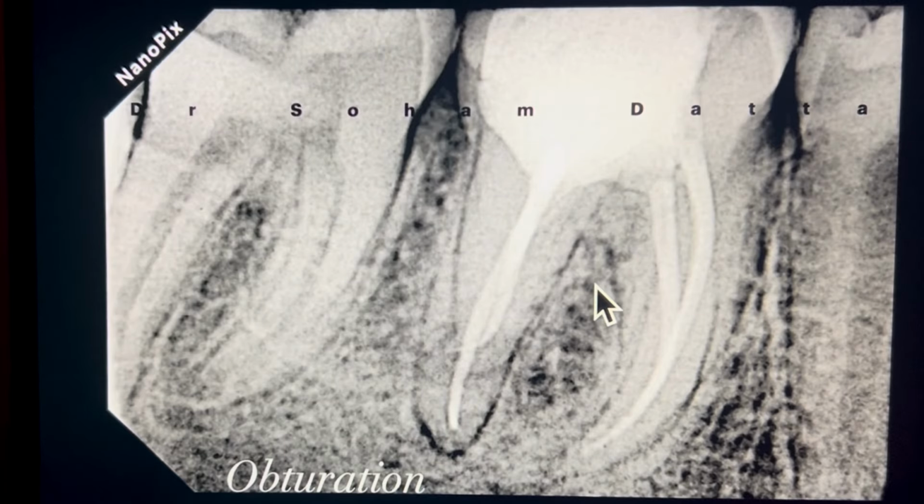Now this is the obturation of this case. This is a mesial angulation radiograph. So this is the mesiolingual, that is the same lingual gutta-percha. This is the mesiobuccal gutta-percha. This is the distolingual gutta-percha here, and this is the distobuccal.